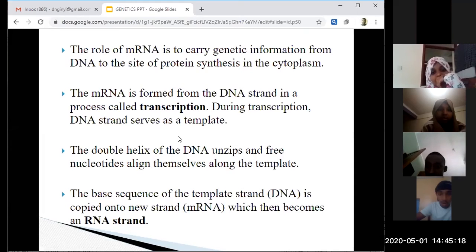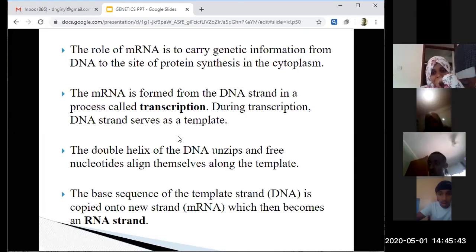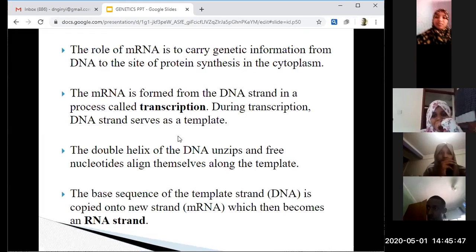Transcription is the process through which DNA produces a single strand of messenger RNA, where the DNA strand acts as a template. So what happens during transcription is what I'm going to discuss now, and later on, what we call translation.